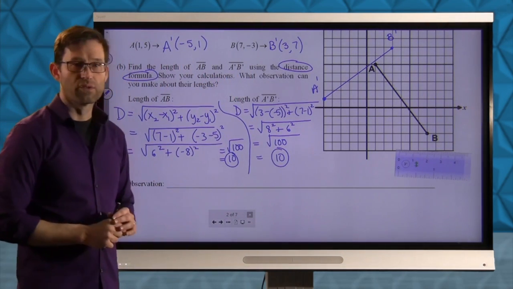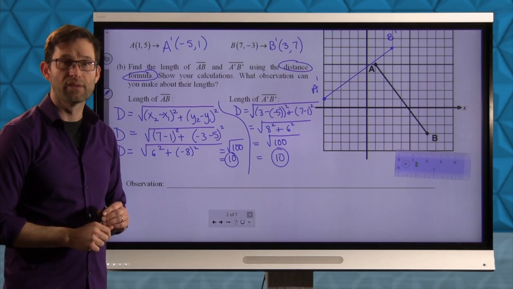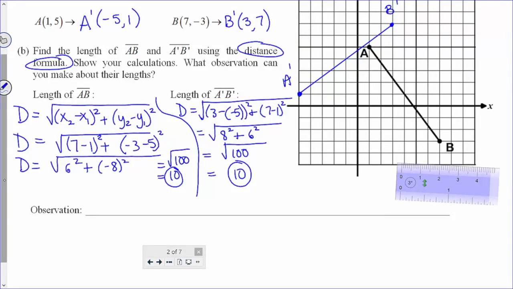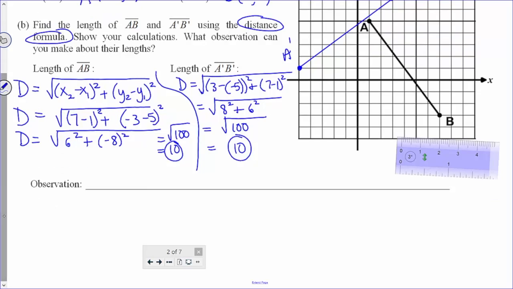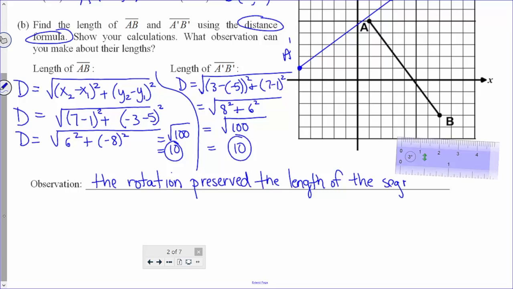What's the obvious observation that you can make based on these two calculations? The observation is the rotation preserved the length of the segment. And that's one of the many reasons it's called a rigid body motion.